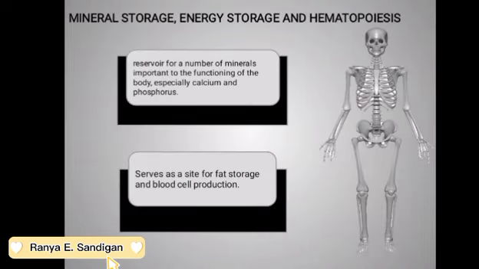Now, mineral storage, energy storage, and hematopoiesis. On a metabolic level, bone tissue performs several critical functions. For one, the bone matrix acts as a reservoir for a number of minerals important to the functioning of the body, especially calcium and potassium. These minerals are incorporated into bone tissue. Bone also serves as a site for fat storage and blood cell production.